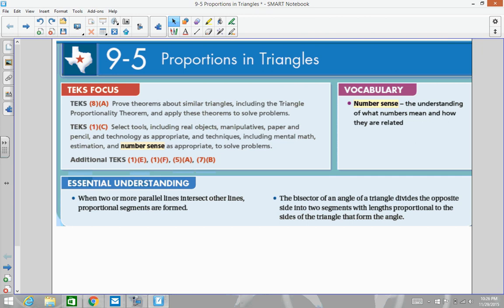Welcome to Geometry AP. Tonight we're going to learn about proportions in triangles. So first thing I want you to do is write down the essential understandings. We have two of them here, so make sure you get those written down, and make sure you title your notes of what this section is, 9-5 proportions in triangles.